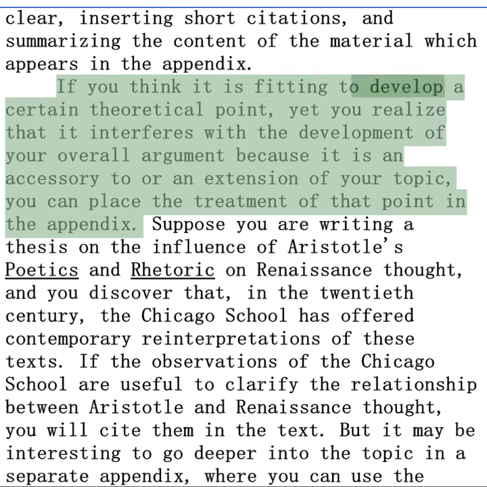If you think it is fitting to develop a certain theoretical point, yet you realize that it interferes with the development of your overall argument because it is an accessory to or an extension of your topic, you can place the treatment of that point in the appendix.